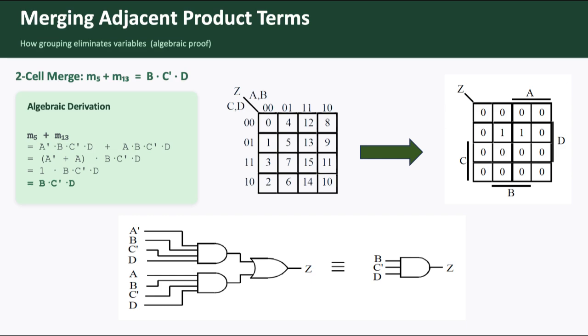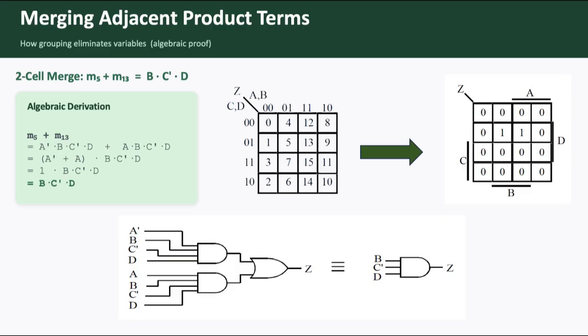Now follow the algebra. When we expand the sum, A prime BC prime D plus ABC prime D, factor out B, C prime, and D, we get the quantity A prime plus A, multiplied by BC prime D. Since A prime plus A equals 1 by the complement law, the result is simply BC prime D. What happened? Variable A varied across the group. It was 0 in M5 and 1 in M13, so it was absorbed and eliminated. Variables B, C prime, and D were constant across both cells, so they remain in the product term.